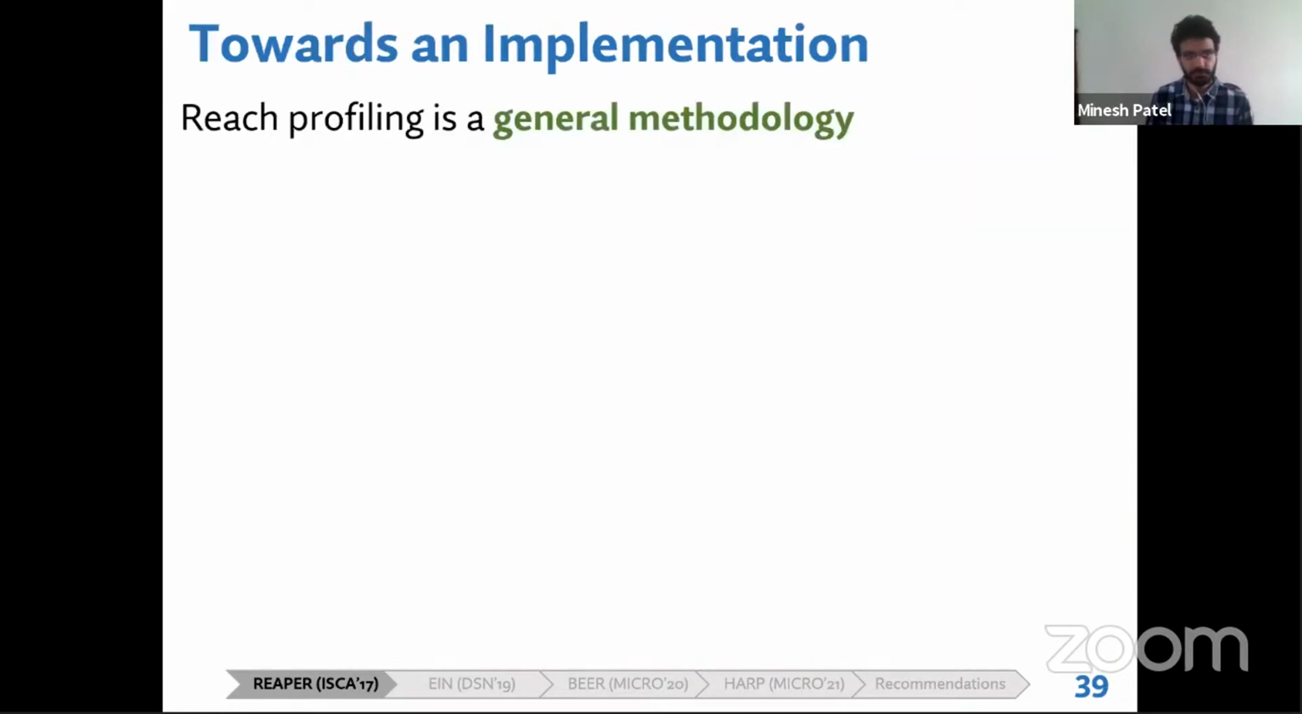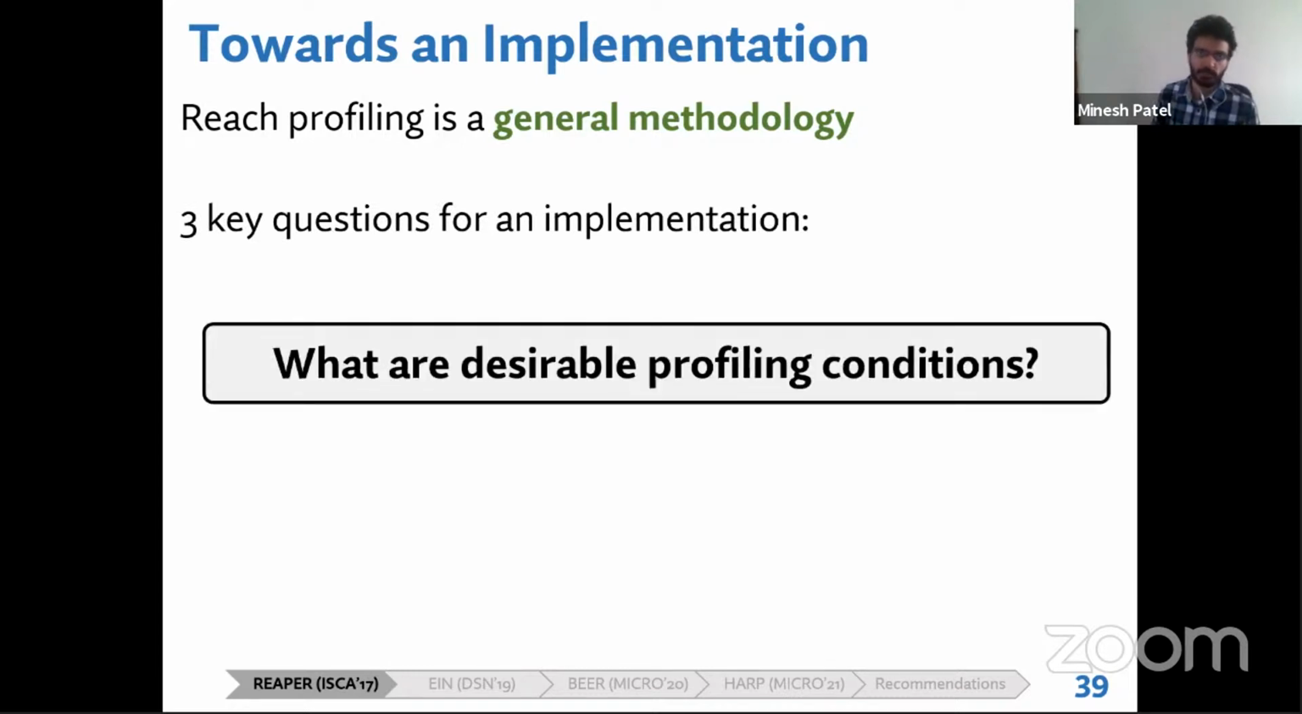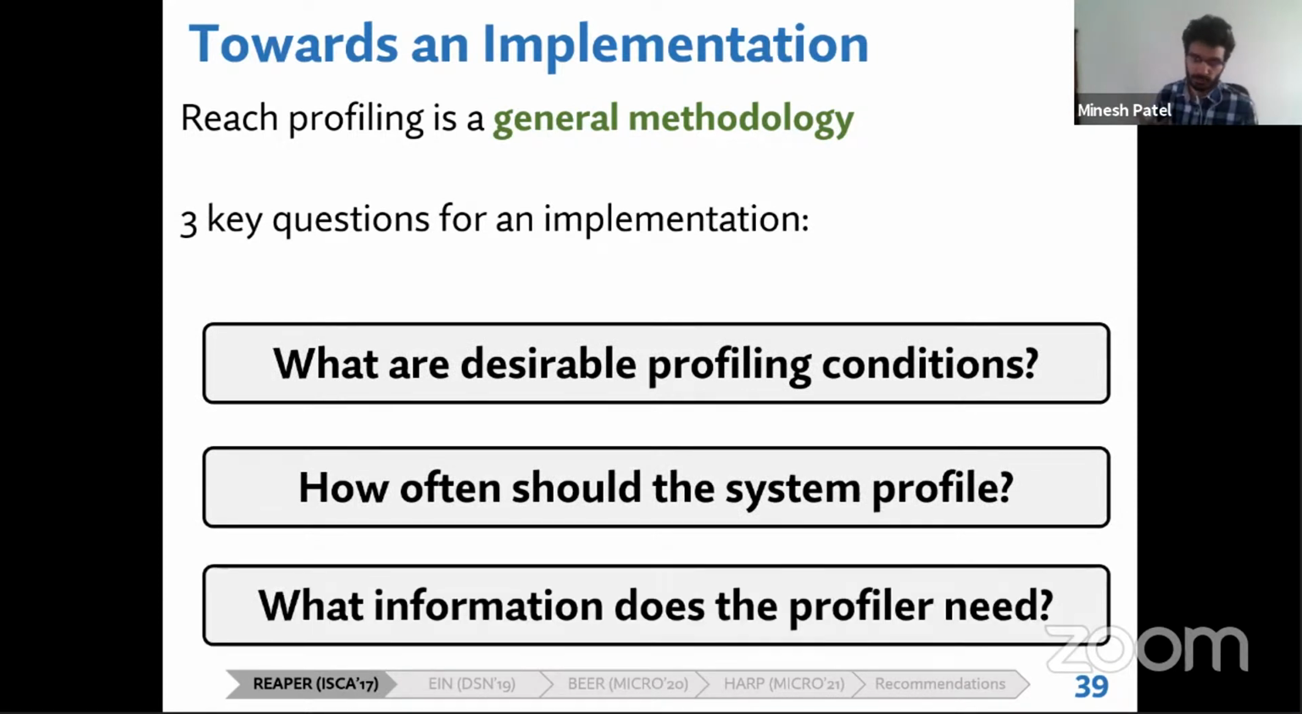And so as it stands, reach profiling, as I described, is a very general methodology. And so in order to turn it into a concrete implementation, we have 3 key questions that we want to answer. First, what are the desirable profiling conditions that we want to operate at? Second, how often should the system perform profiling? And third, what information does the profiler actually need in order to conduct profiling?